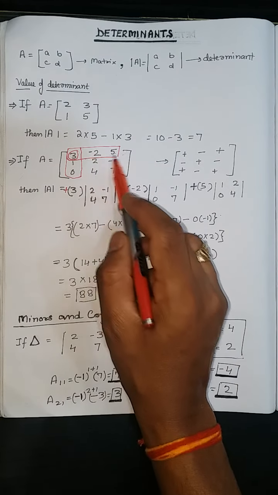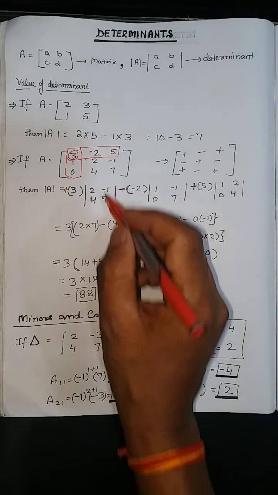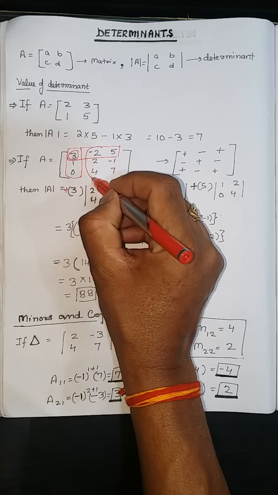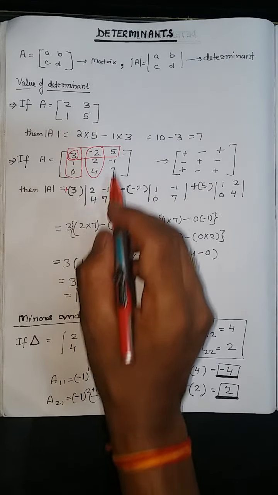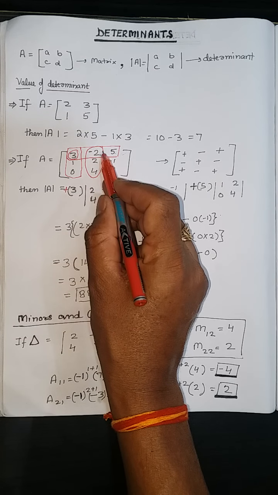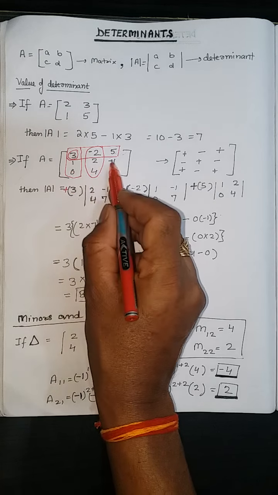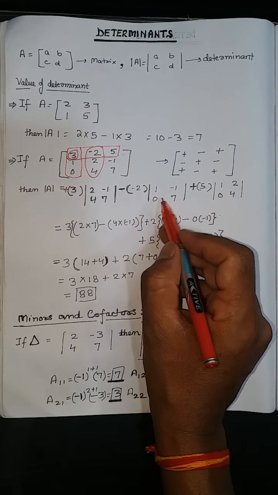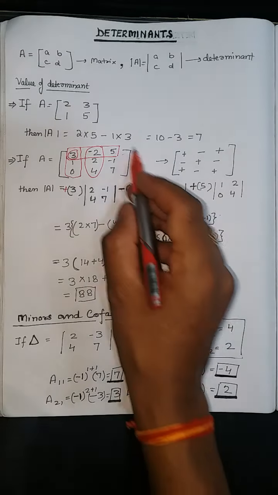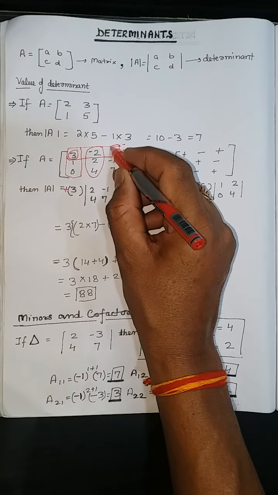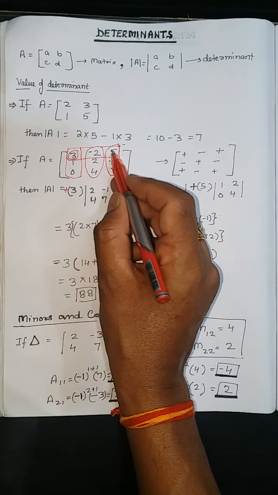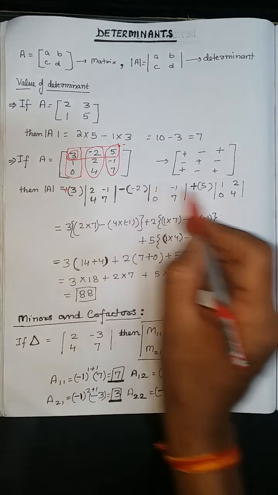Now take the second number. Second number is here, -2. Now we have to leave this row and the column containing -2. So what is left? 1, -1, 0, 7, right? Now the last number 5 is here. So again leave that row and leave that column containing 5. So leaving this row, leaving this column, we are left with 1, 2, 0, 4.